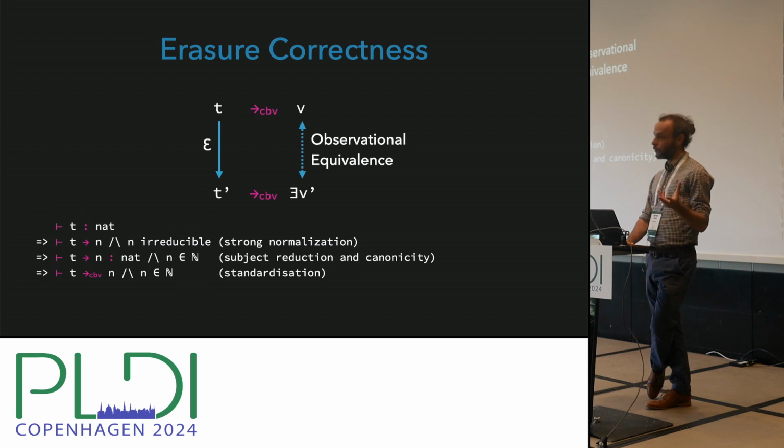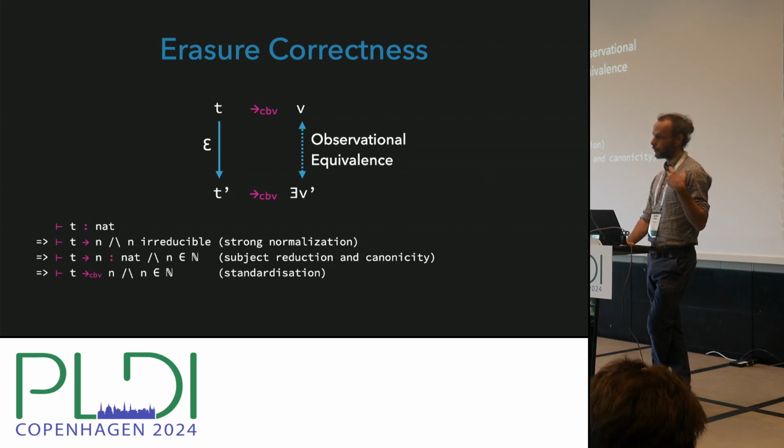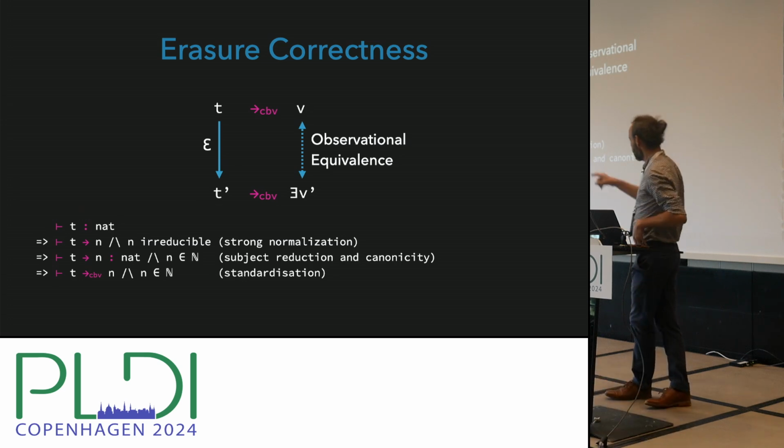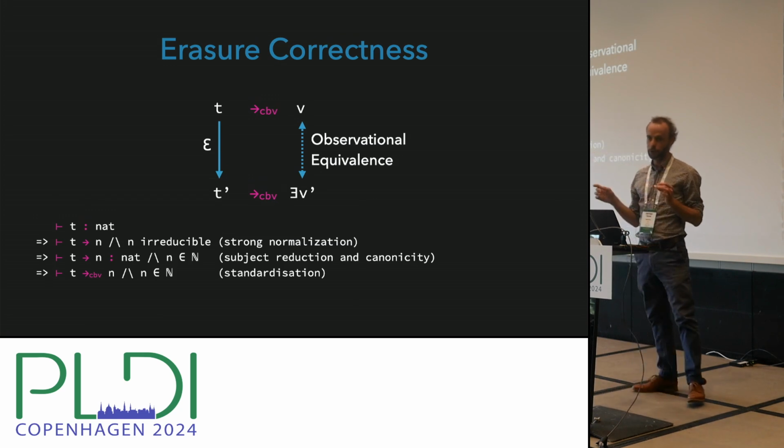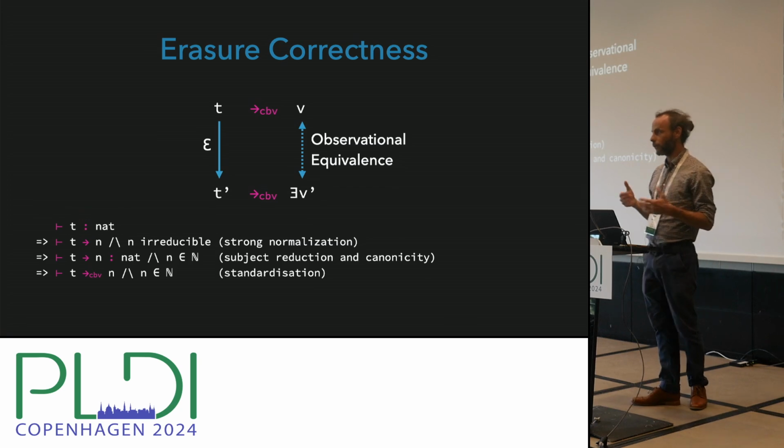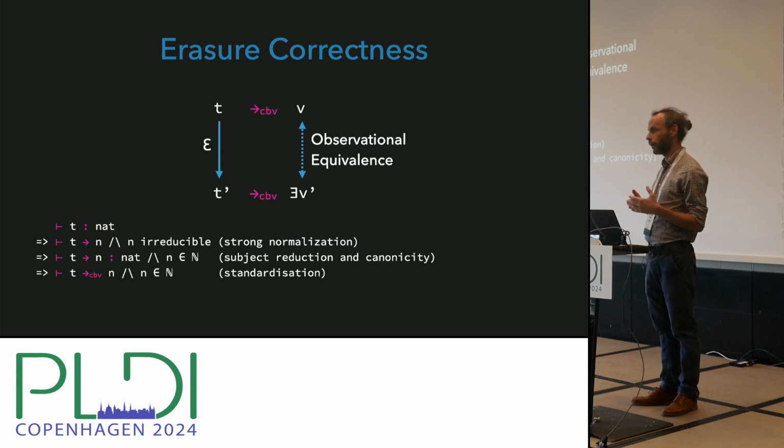And by standardization, we can show that if we were able to reduce t to n in any order, because the reduction is really not specified, we don't have an evaluation order in Coq, we have just pure reduction, strong reduction at any point, we can also attain the same natural number by just doing call-by-value reduction.